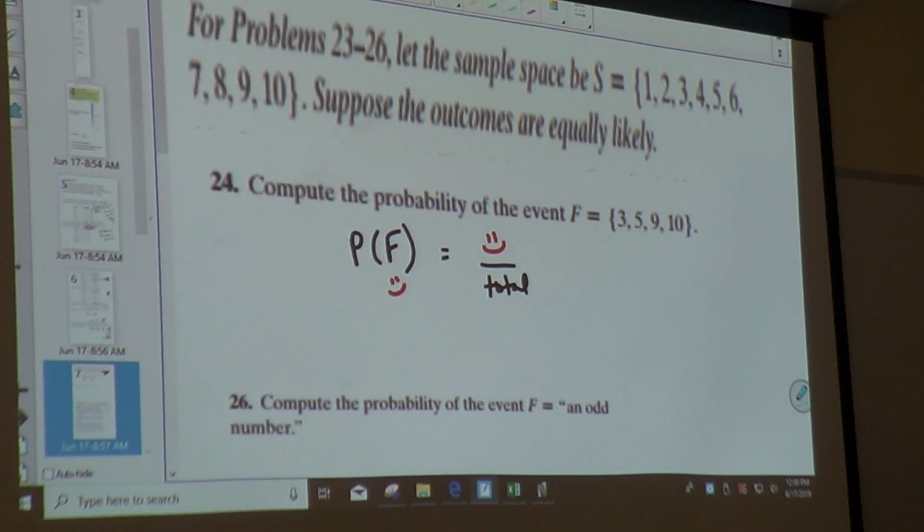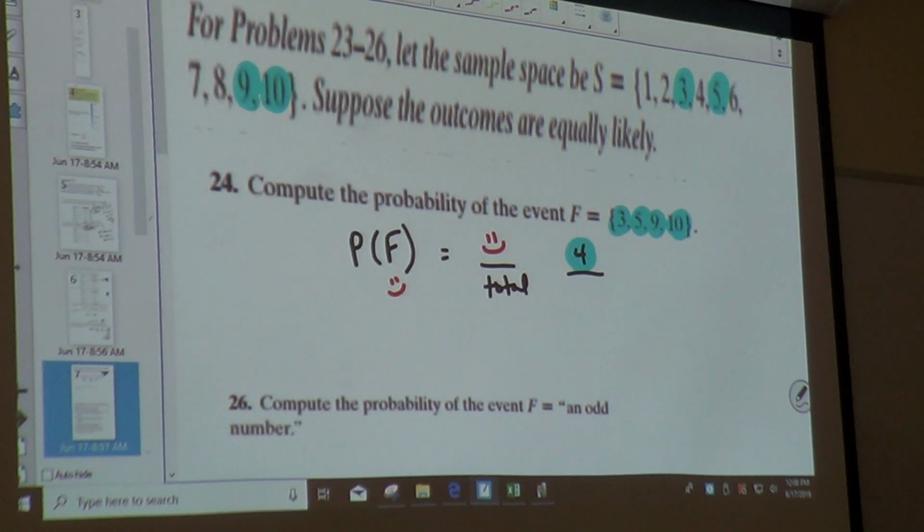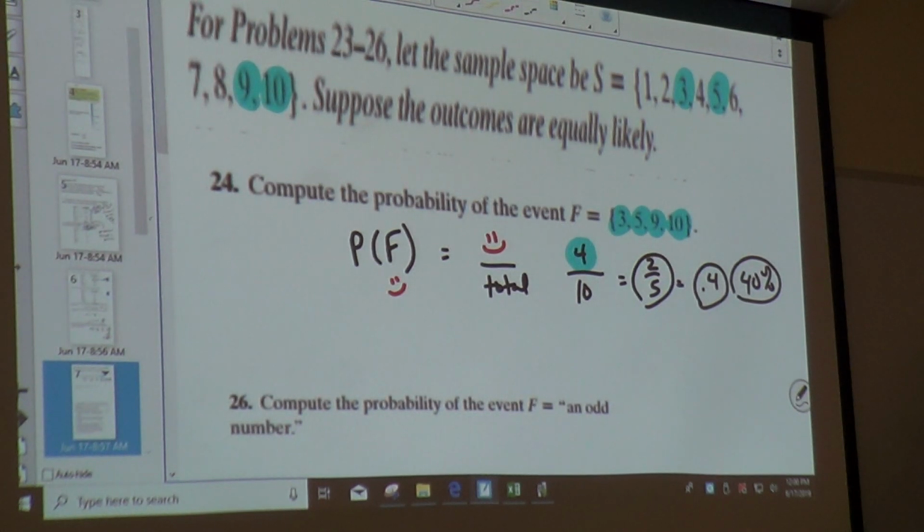So how many things are going to make me happy? The 3, the 5, the 9, and the 10. So 4 things are going to make me happy out of a total of 10, which is going to be 2/5 or 0.4 or 40%, according to how they want it. Yay?